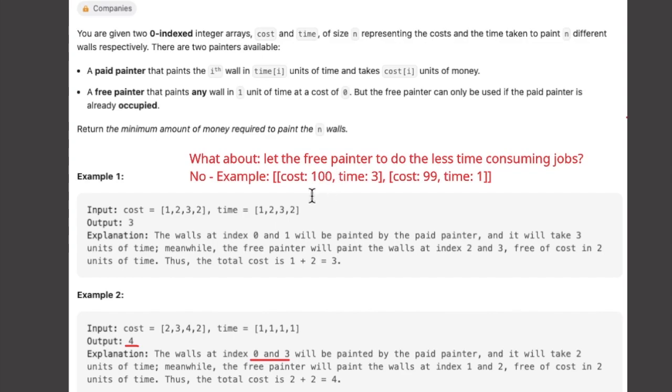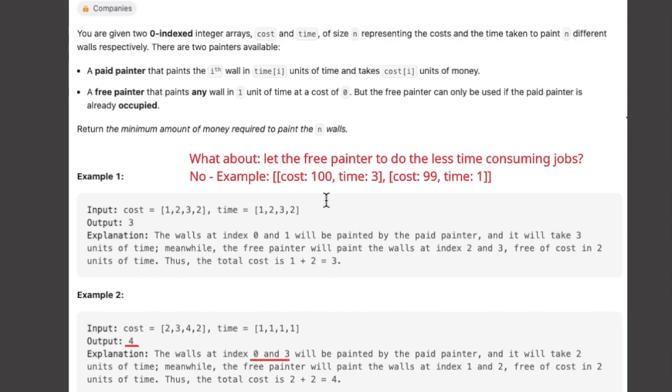Let's take a look at the example. So this time the first wall costs 100 and the time is 3, and the second wall costs 99 and the time is 1. So if we go with the route of maximizing the time the paid painter works, then you would end up choosing the first wall for the paid painter. So the cost eventually will be 100.